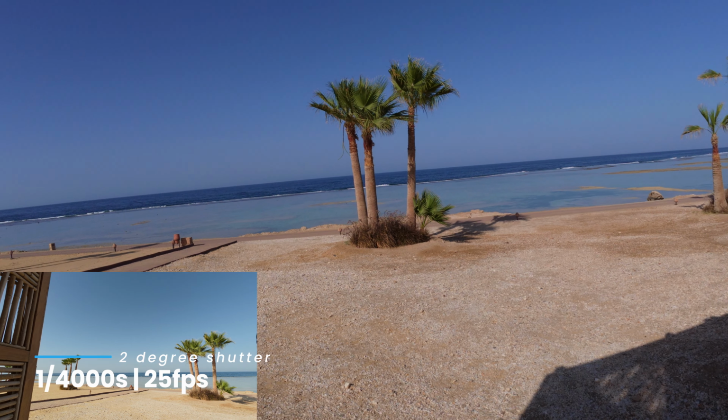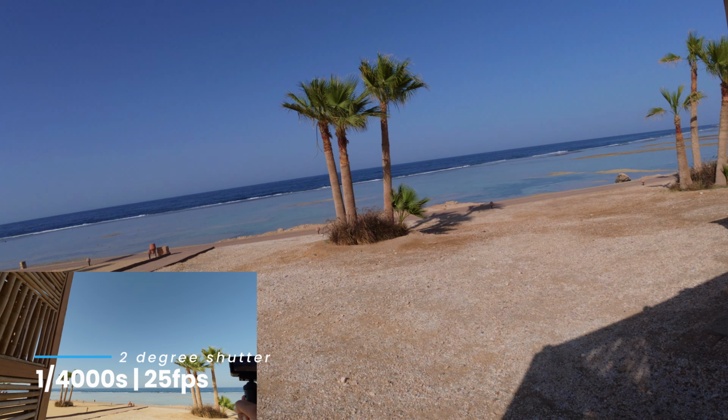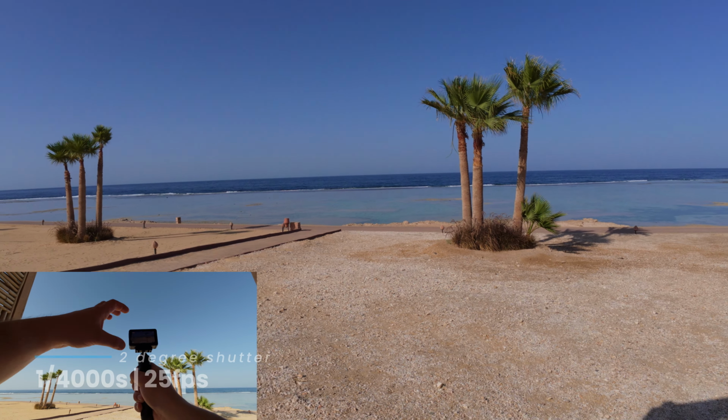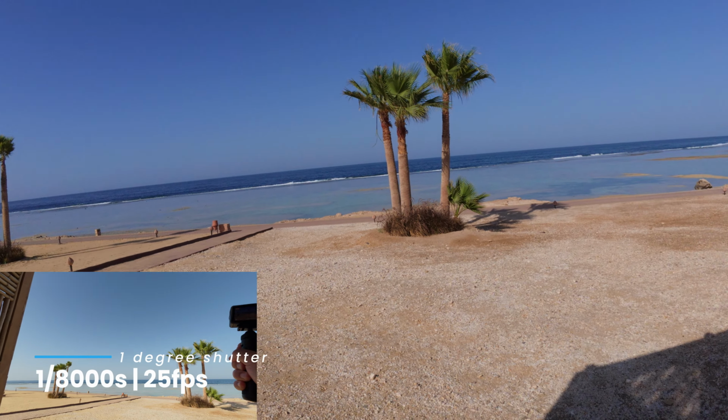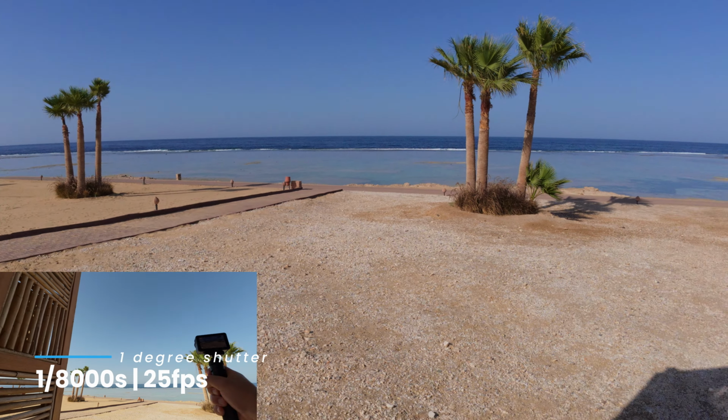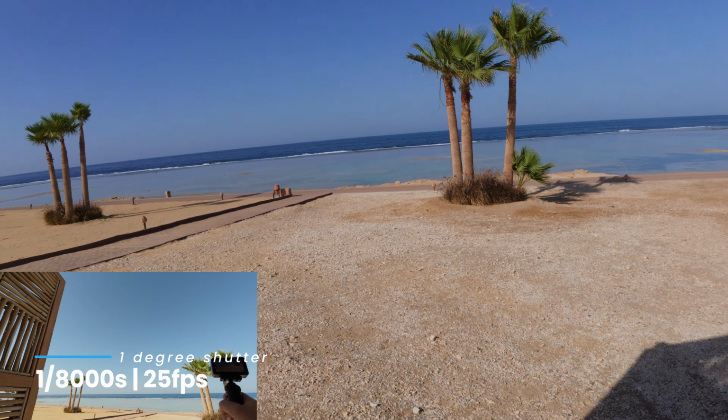1/4000 of a second. Here I needed to bump up the ISO because it was getting too dark. Last test, 1/8000 of a second.